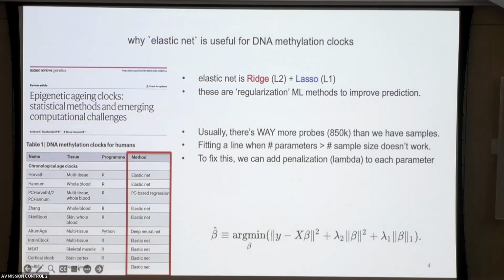Usually there are way more probes, in this case the Illumina EPIC arrays, which have 850K probes, than we have samples. Fitting a line when you have more parameters than samples doesn't really work. So you add a penalization to each parameter. That's the ridge and the lambda and the lasso. And they usually use the package glmnet to make this methylation clock.